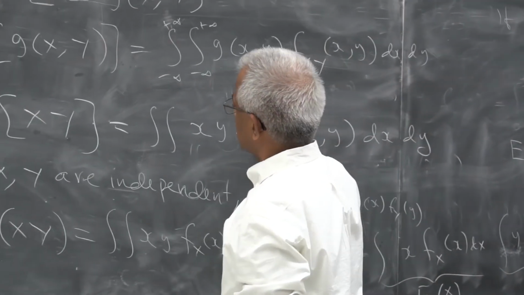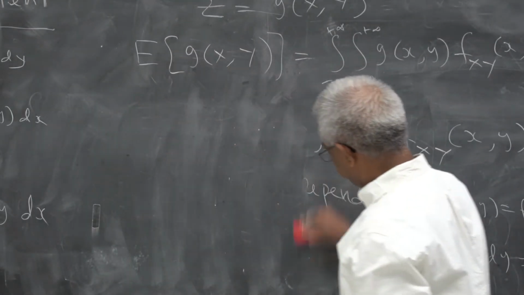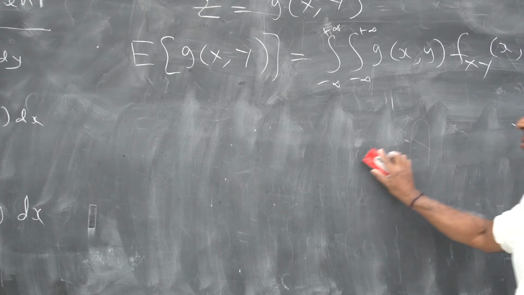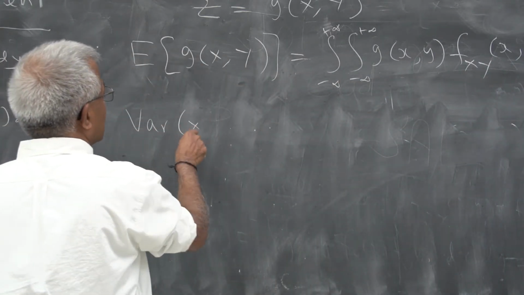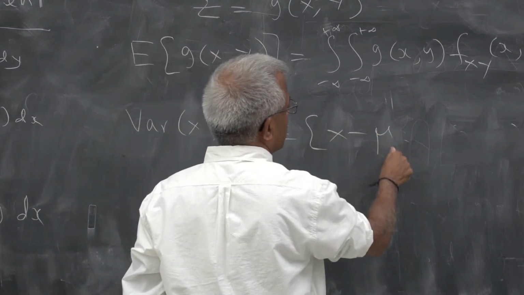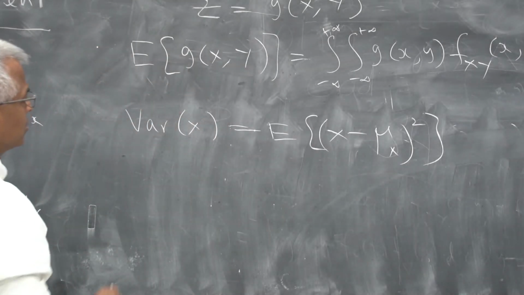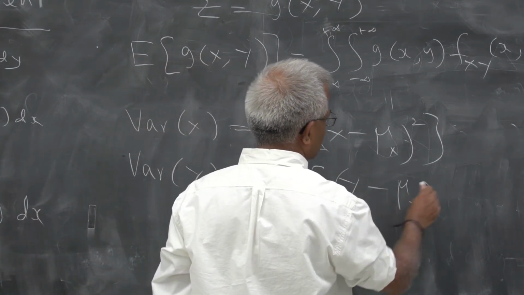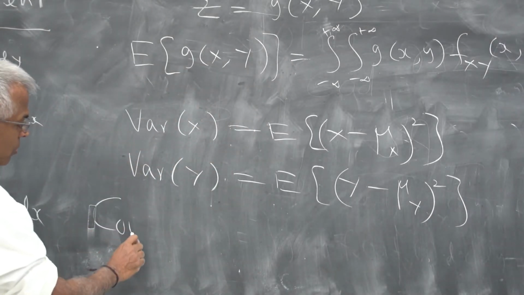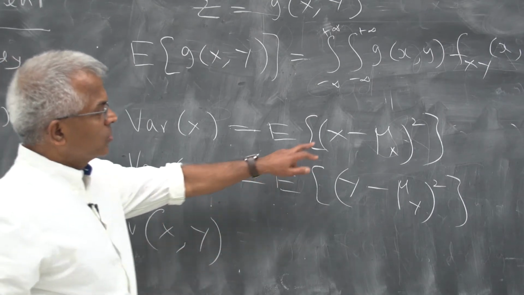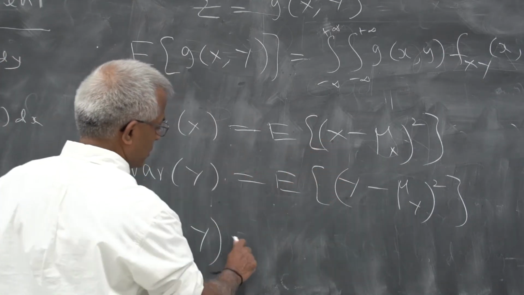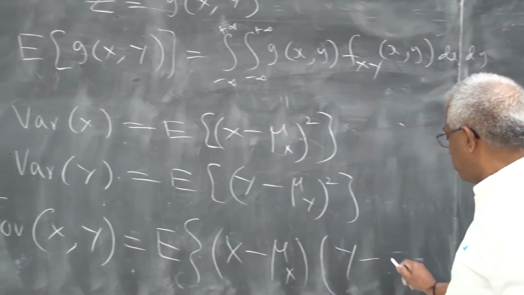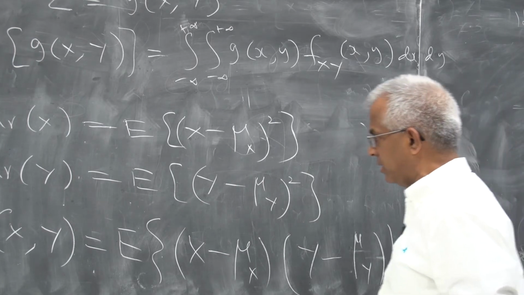So we can use this formula to define something analogous to the variance, but involving two random variables. Remember, the variance of X is the expected value of (X minus mu_X) the whole squared. Similarly, the variance of Y is the expected value of (Y minus mu_Y) the whole squared. So using this, we define the covariance between X and Y: we actually take one function from here. So we write it to be the expected value of (X minus mu_X) multiplied by (Y minus mu_Y). So this is the definition for covariance.